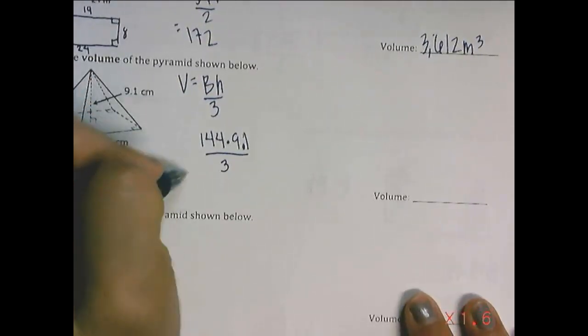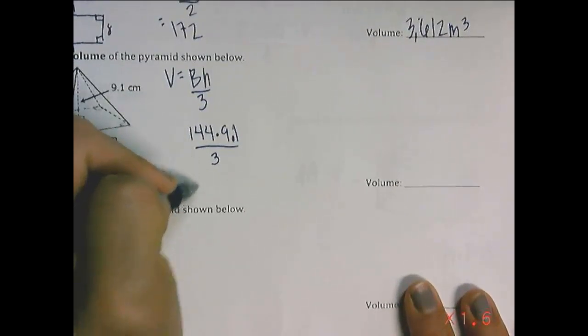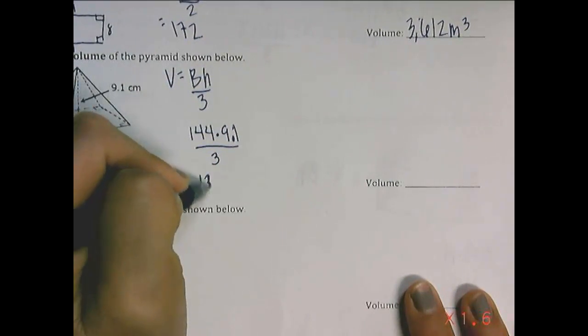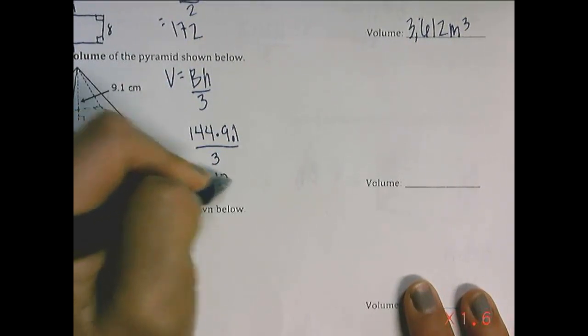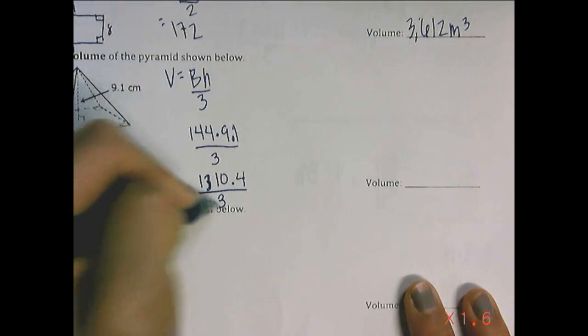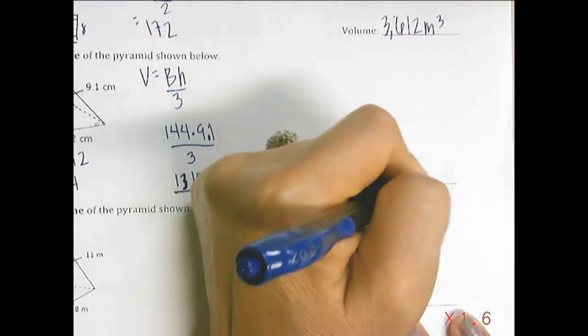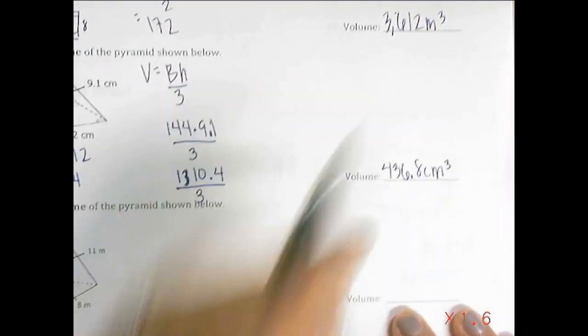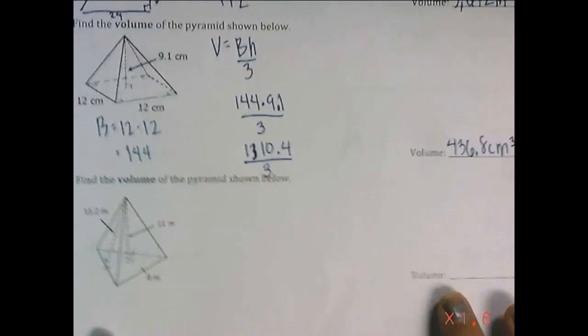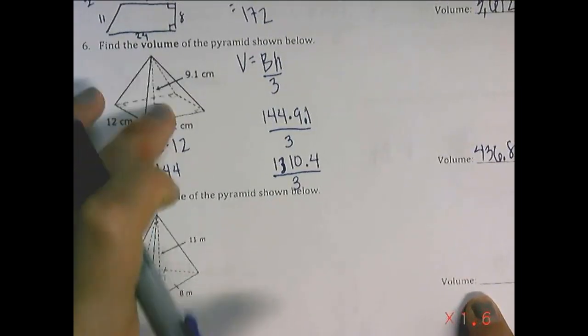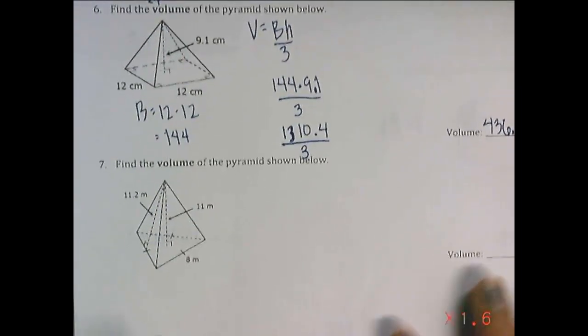All right, so when I multiply those two together, I end up with 310.4 and divide it by 3. Then I end up with 436.8 centimeters cubed. All right, area of my base times my height divided by 3.